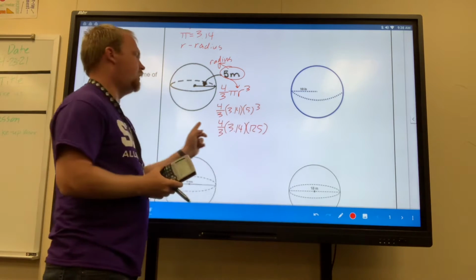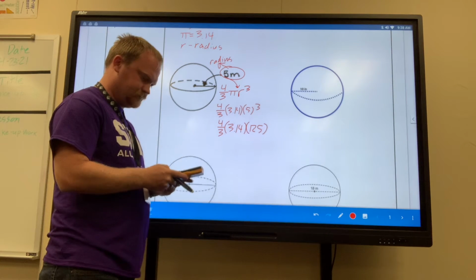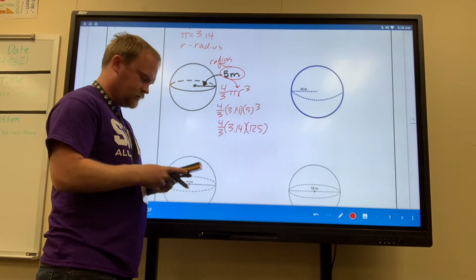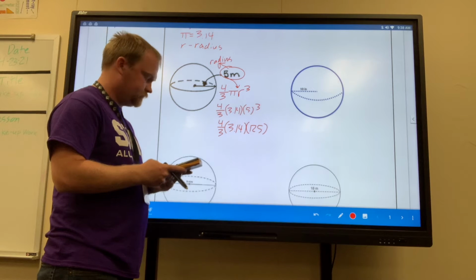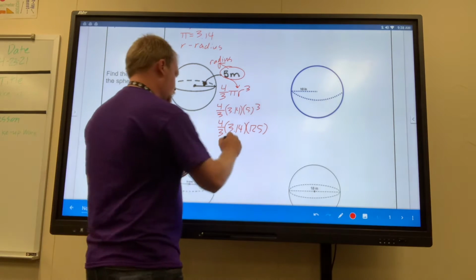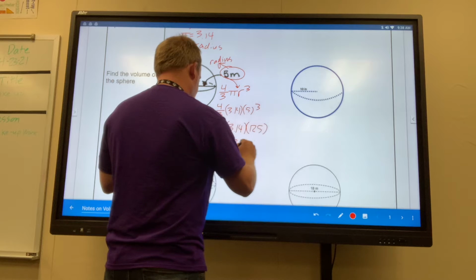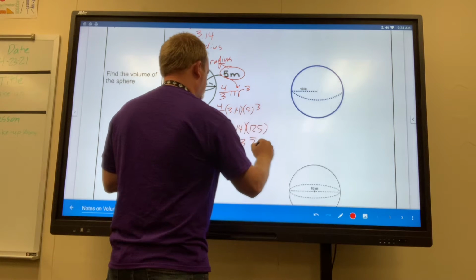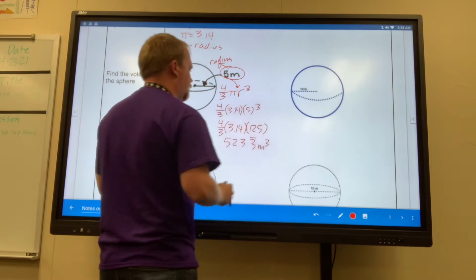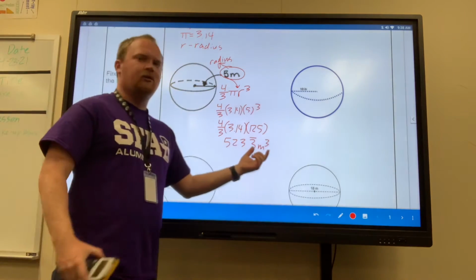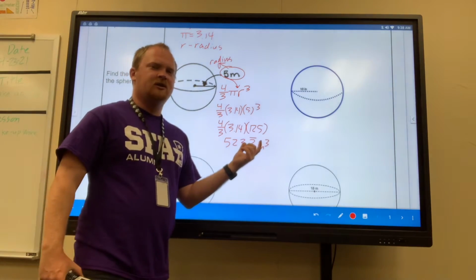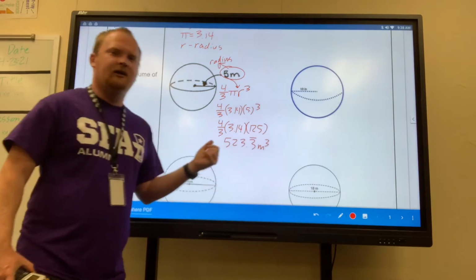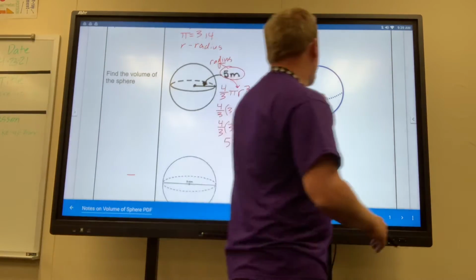So if I multiply all this out, I would get 523.3 repeating m cubed. And remember, the reason why we're cubing this is because it's a volume and not area. Now, look at my next problem here.